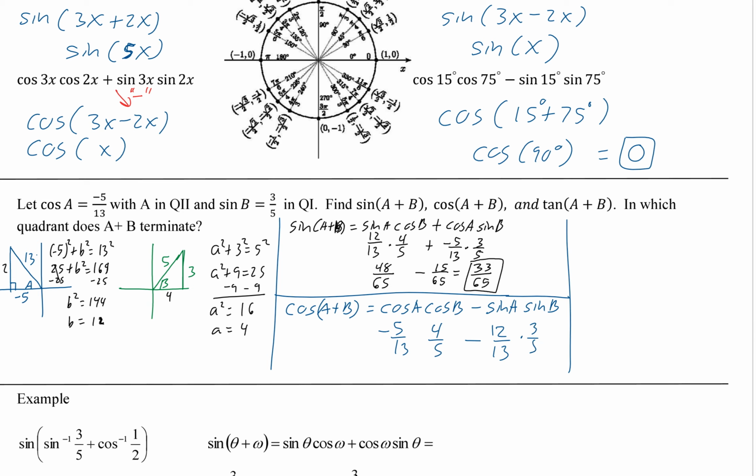So same thing, this is now negative 20 over 65 minus 36 over 65, which gives us negative 56 over 65. And again, we're looking for 5 and 13, neither of which are in 56. So there you go for cosine.